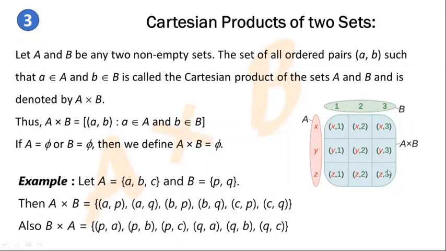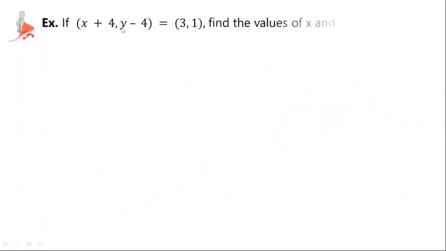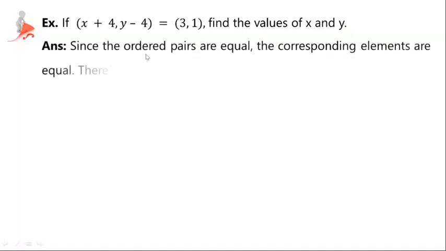Next one, we have an example. If (x + 4, y - 4) is equal to (3, 1), find the values of x and y. Whenever two ordered pairs are equal, then their first components should be equal and their second components, or we may say elements, should be equal. So we have x + 4 = 3 and y - 4 = 1. So both are linear equations in one variable. So how to simplify that?